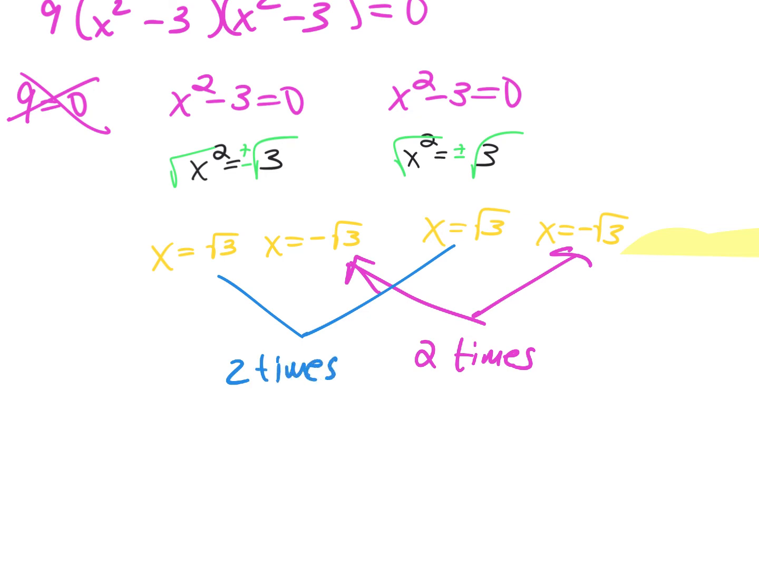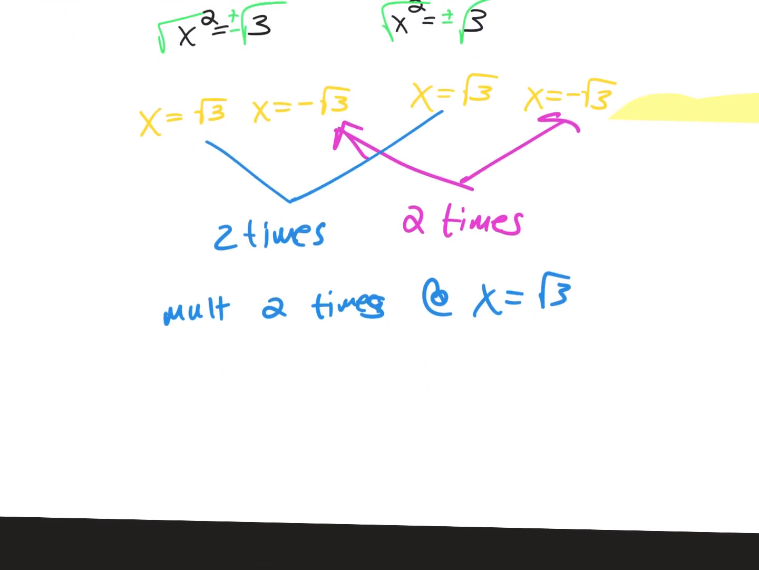If you don't want to do that, you would have to say that I have multiplicity. No, 2 times at x equals root 3. And I have 2 times, where? At x equals negative root 3.